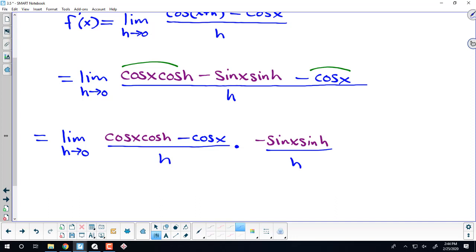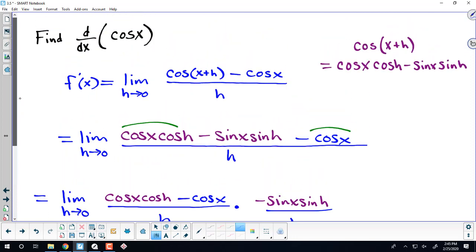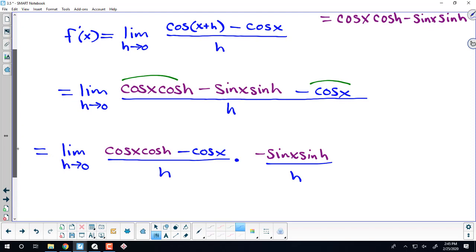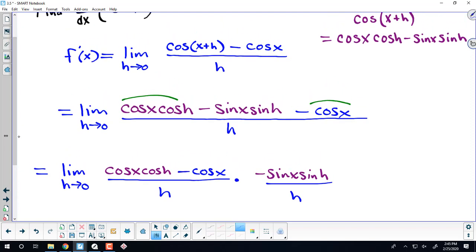Might be a dumb question, but I'm just trying to refresh my memory. Where did the minus sine x sine h come from? Just from this identity, the cosine of something plus something, the identity for cosine of a plus b. So that's where the minus sine x sine h came from.